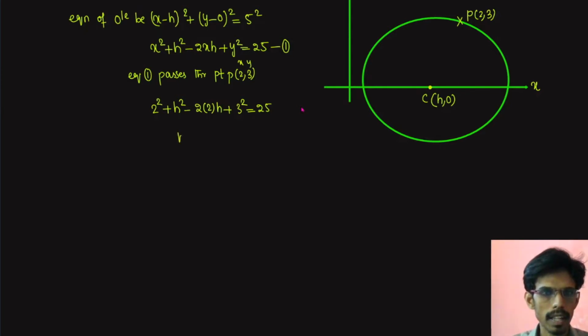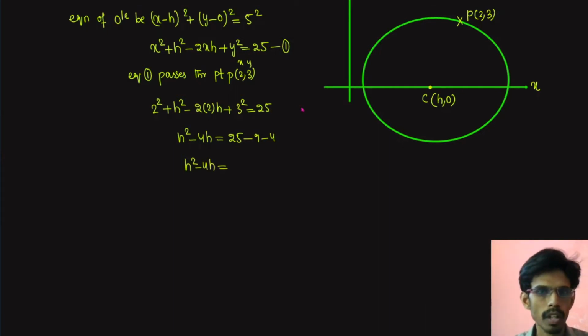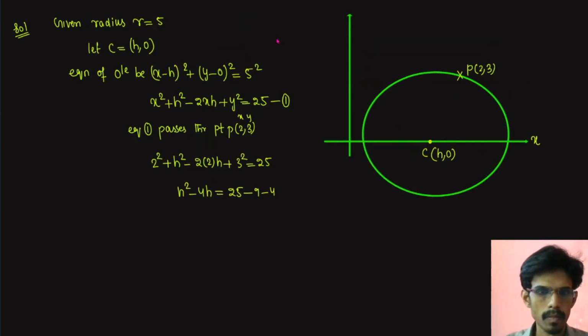Now from here I will get h square minus 4h is equal to 25 minus 9 minus 4. So this will be h square minus 4h is equal to 25 minus 13, which will be 12. Now this will be h square minus 4h minus 12 equal to 0.